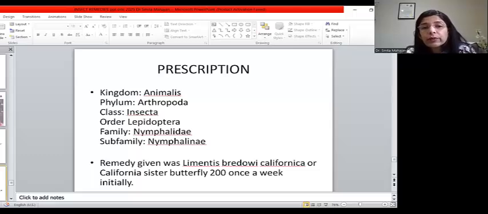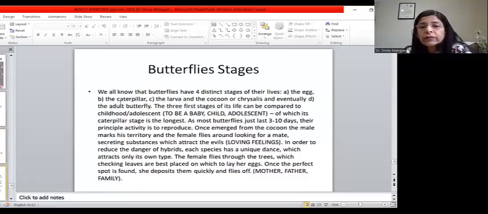Okay, so this is Kingdom Animalia, phylum Arthropoda, class Insecta, order Lepidoptera, family Nymphalidae, subfamily Limenitidinae. The remedy given was Limenitis bredowii californica, or California sister butterfly, 200, initially once a week. So this is just a general thing for butterfly stages. We all know that butterflies have 4 distinct stages. The egg stage, the caterpillar or larva, and the cocoon or chrysalis, and eventually the adult butterfly.